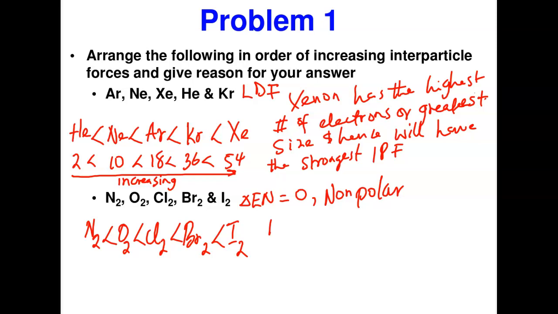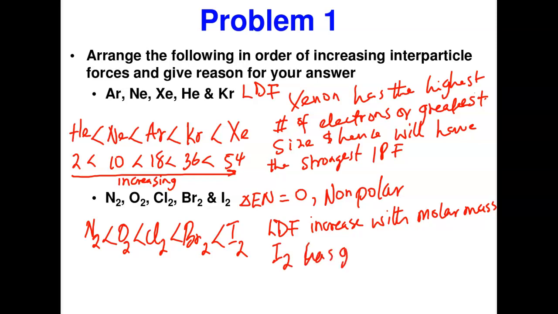Of course, you know that London dispersion force increases with size, with increase in size or mass, with molar mass. We can say molar mass because they are molecules. Let's just use molar mass. So here, iodine has the greatest mass. So you can calculate it with the molar mass of iodine. It has a mass of 253.8 grams per mole. Compared to which one has the lowest here?